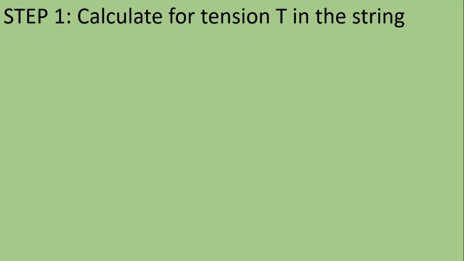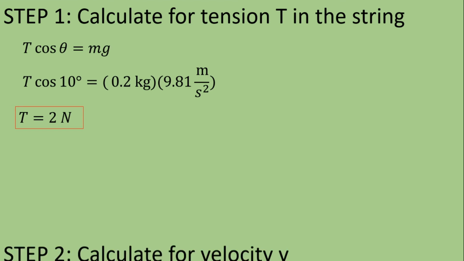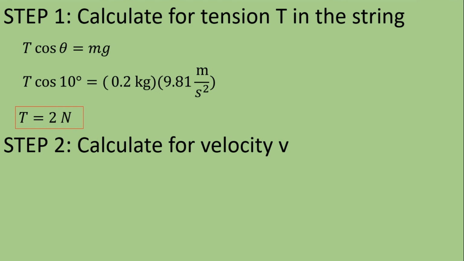To calculate for the tension T in the string, we have T cosine theta, which is equivalent sa mass times the gravity. So T cosine 10 degrees is equal to 0.2 kilogram times 9.81 meter per second squared. That's our gravity. So we have 2 Newton, yung ating T or yung tension sa ating string.